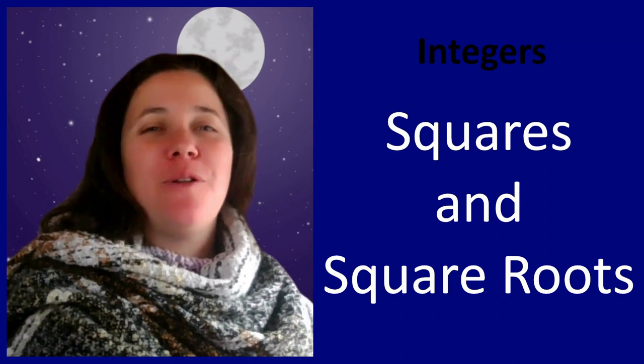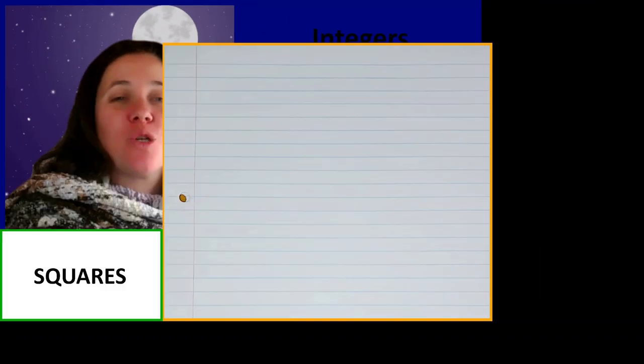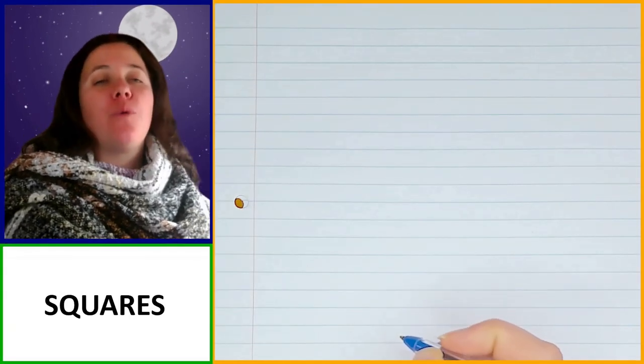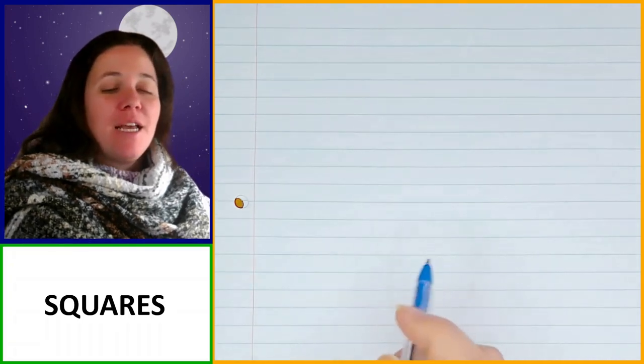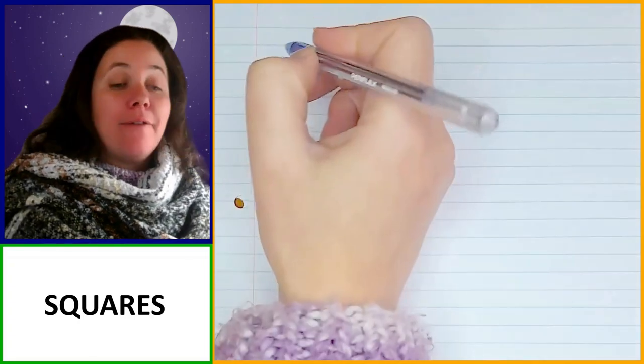Hi, today we're going to be learning about squares and square roots. So let's start off by looking at what squares are. When we talk about squares in maths, when we're looking at numbers, not shapes, then what we're talking about is a number that is being multiplied by itself and it forms a square.